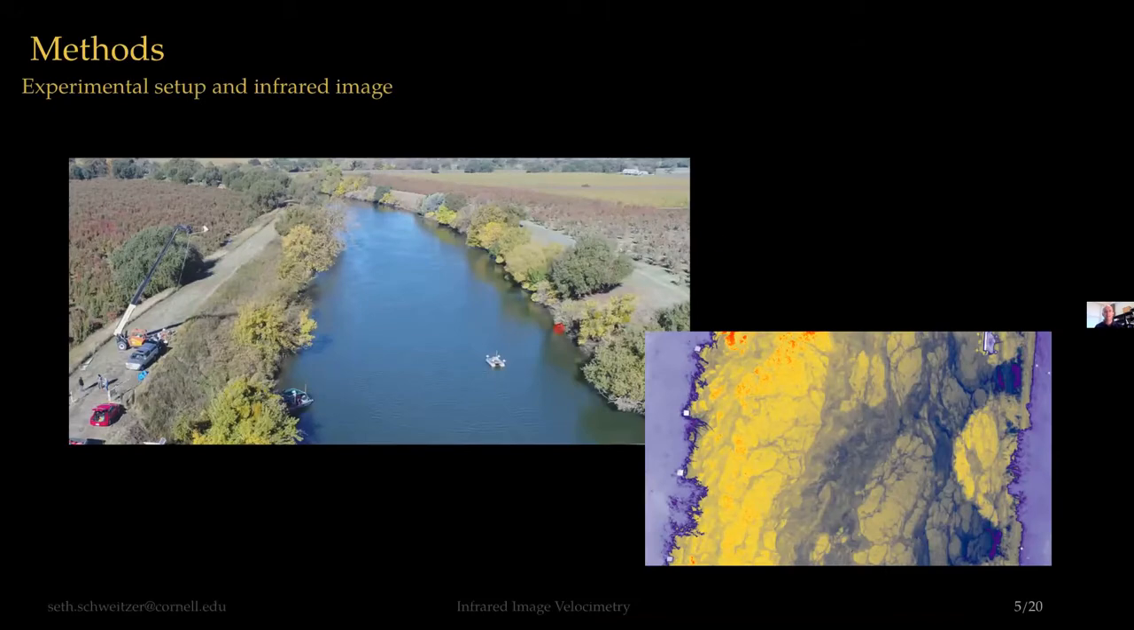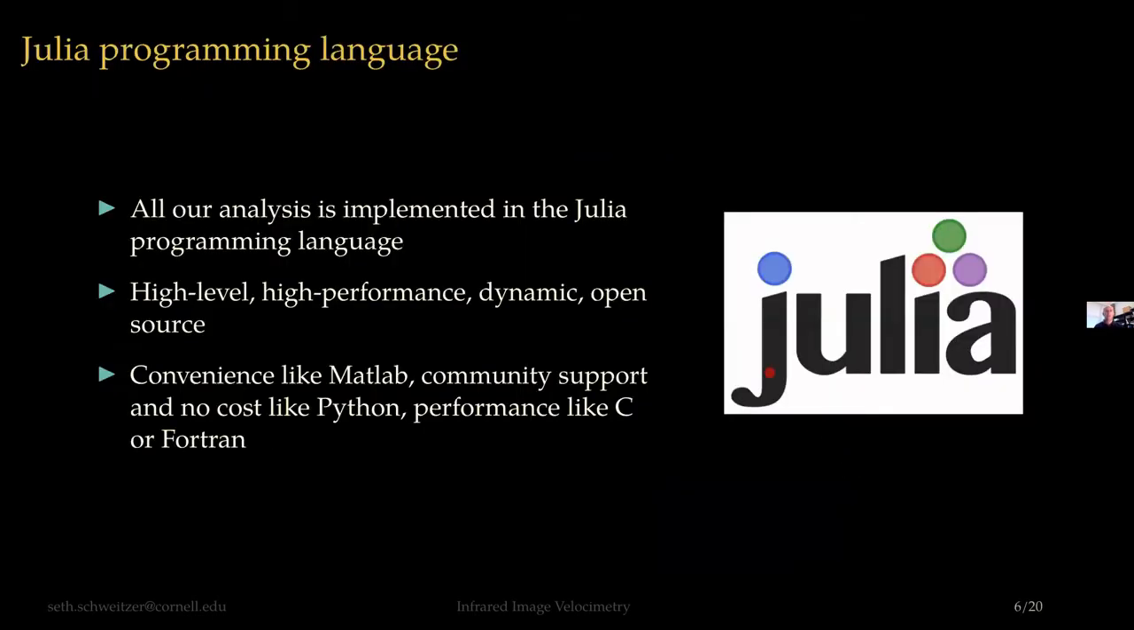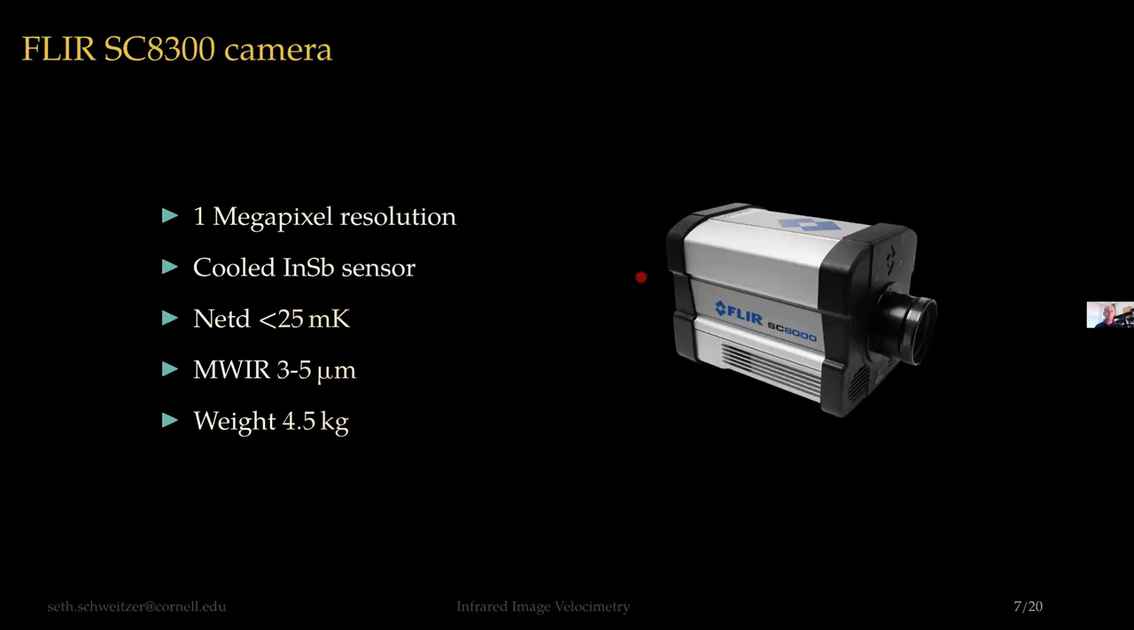The basic idea is very simple, and should be familiar to anyone who's done large-scale surface measurements. We have our camera up here, and this is an example of an infrared image that we'll get back to in a second, and continue with methods. A bit of an aside: all of our analysis is implemented in our own code, written in the Julia programming language. Julia is a relatively new open source high performance language that's just very easy to work with.